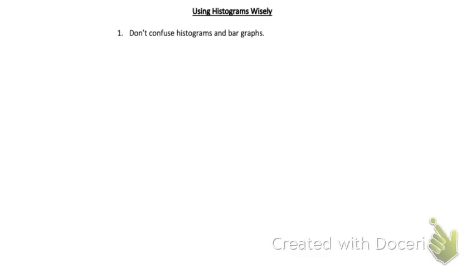So making sure we do not confuse them. Histograms are for what kind of data? Quantitative. And what is very obvious about a histogram when you look at its bars? They touch. Okay? The bars touch.